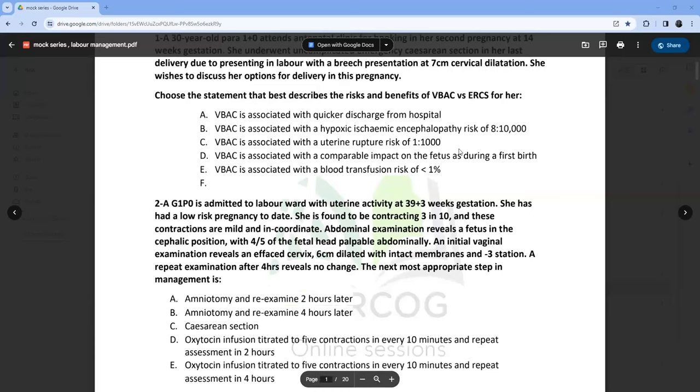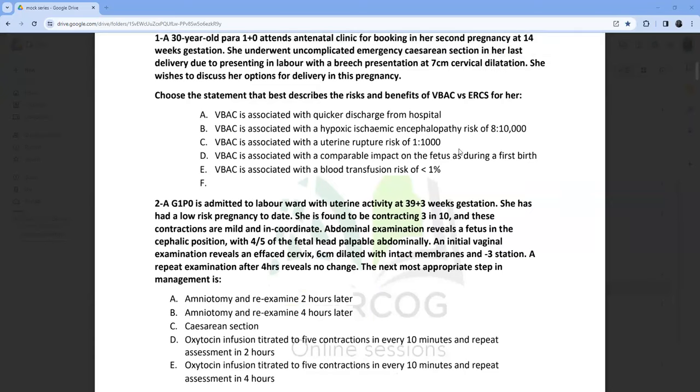A primigravida, one para zero, admitted to the labor ward with uterine activity at 39 plus 3 weeks gestation. She had a low risk pregnancy to date. She's found to be contracting 3 in 10, and these contractions are mild and incoordinate. Abdominal examination revealed the fetus in the cephalic position with 4/5 of the fetal head palpable per abdomen. Is that a high head, right? An initial vaginal examination reveals an effaced cervix, 6 cm dilated with intact membranes. And what is the station? Station is -3. Repeat examination after 4 hours reveals no change. The next most appropriate step in the management is?